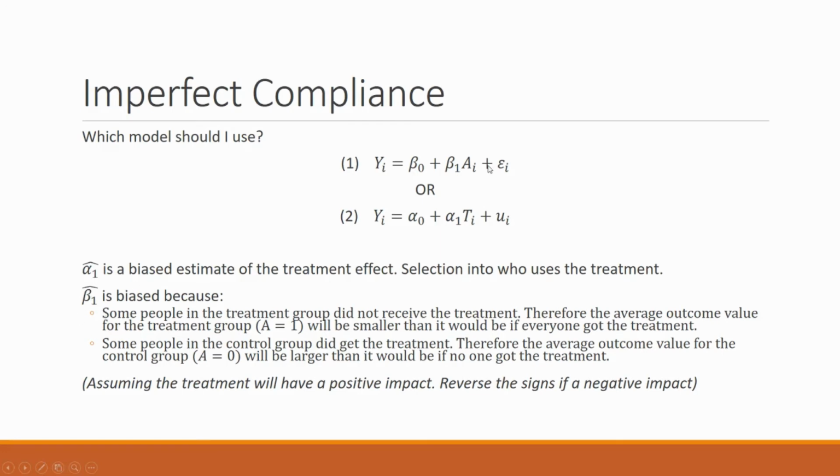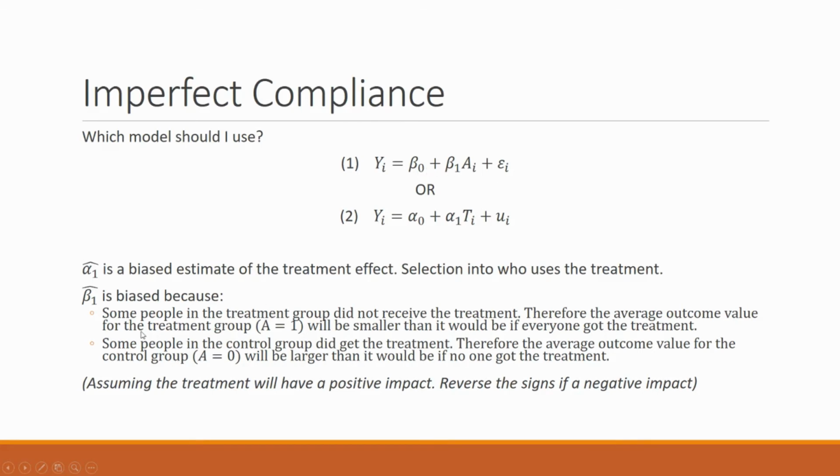Well, let's dig into the detail a little bit more on this beta 1. A is randomly assigned. T is not. Whether or not someone actually received the treatment is not randomly assigned, only whether or not they've been assigned to receive the treatment.